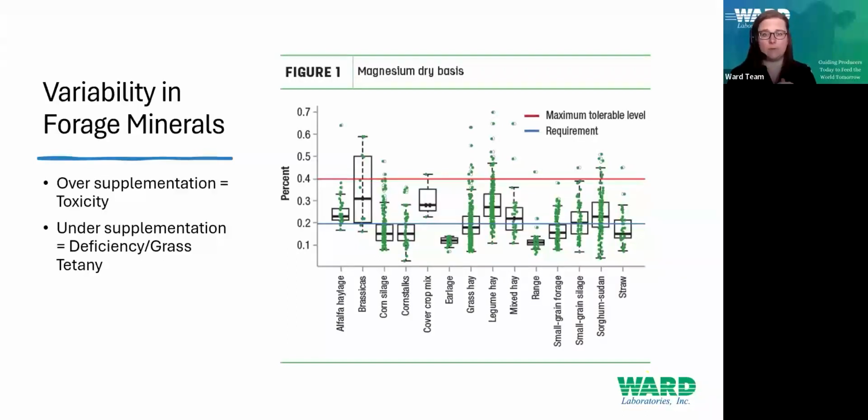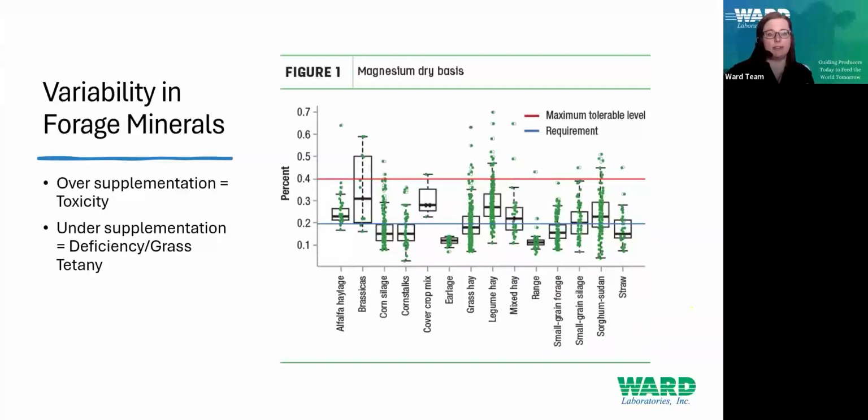But what we're showing is we've got the blue there is the requirement for a lactating beef cow, and the red is the maximum tolerable level for beef cattle. So what you can see in the grass hay and the legume hay is that those samples are highly variable. Some of the samples in the set meet requirements, some of them don't, some of them are above the maximum tolerable level.